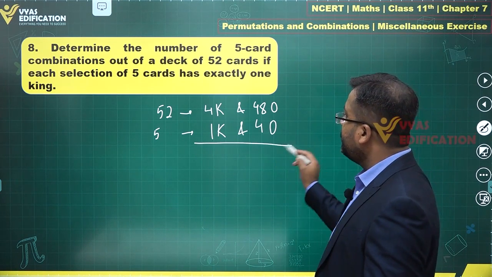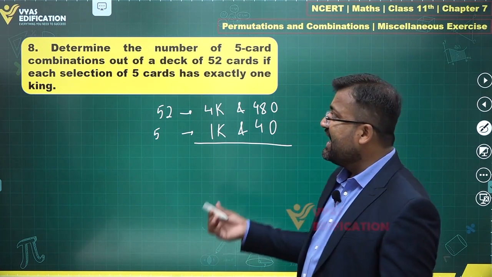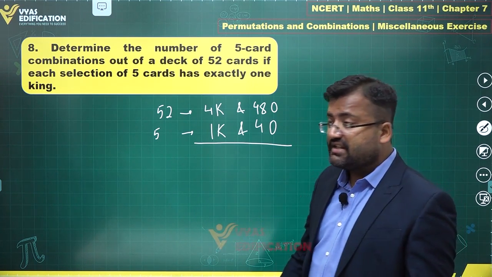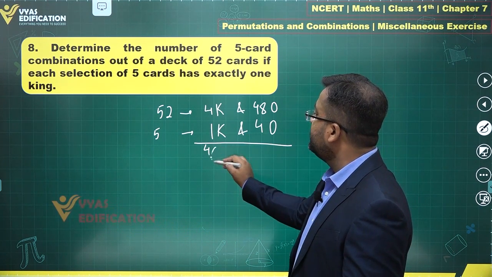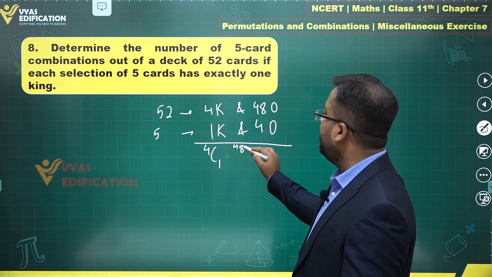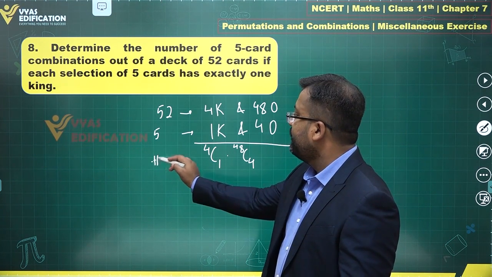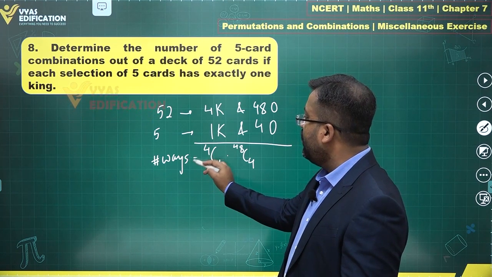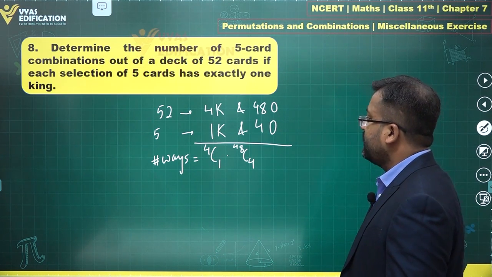So the number of selections would be, now this question is similar to one which we have seen in the previous exercise. There you were required to find the number of aces, exactly 1 ace. So this is 4C1 into 48C4. That's the number of ways, and you can leave the answer at this stage, or you can actually calculate. NCERT people want you to calculate.